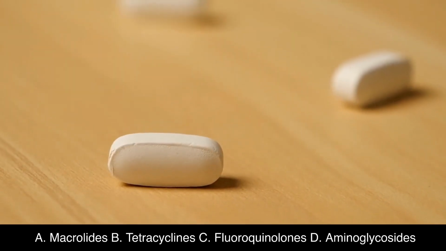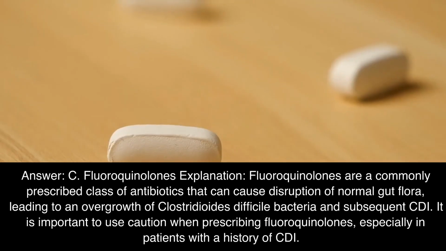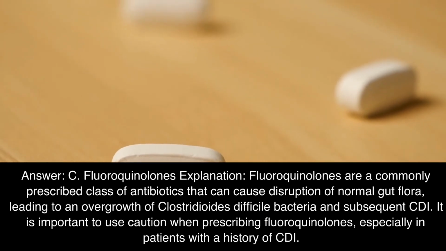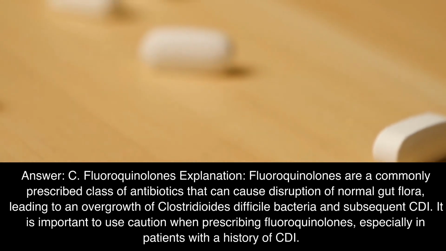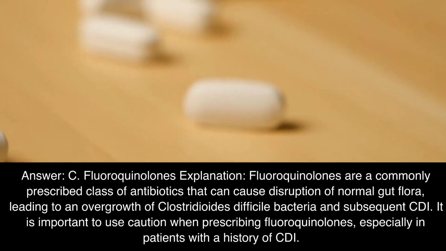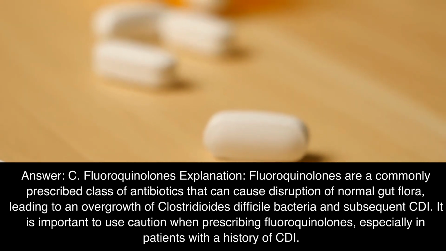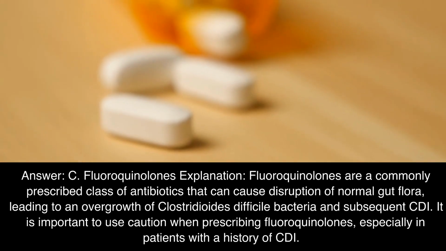Question 35. Which antibiotic class is most commonly associated with Clostridioides difficile infection, CDI? A. Macrolides. B. Tetracyclines. C. Fluoroquinolones. D. Aminoglycosides. Answer: C. Fluoroquinolones. Explanation. Fluoroquinolones are a commonly prescribed class of antibiotics that can cause disruption of normal gut flora, leading to an overgrowth of Clostridioides difficile bacteria and subsequent CDI. It is important to use caution when prescribing fluoroquinolones, especially in patients with a history of CDI.